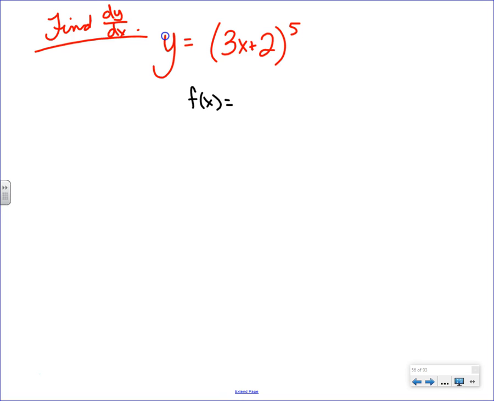f of x is, we already said this, x to the 5th. g of x is 3x plus 2. Might be hard to identify the function. We could say dy dx is equal to, well, hold on. We have a rule, right? I didn't say take the derivative of. Okay. The derivative of y is, okay, ready?